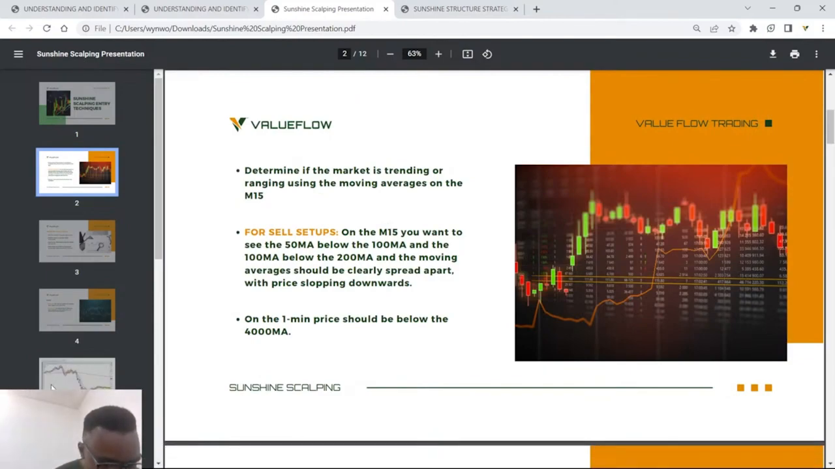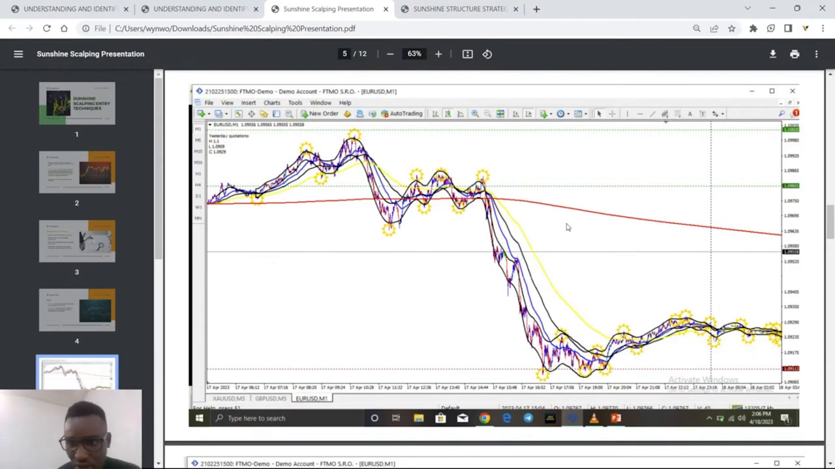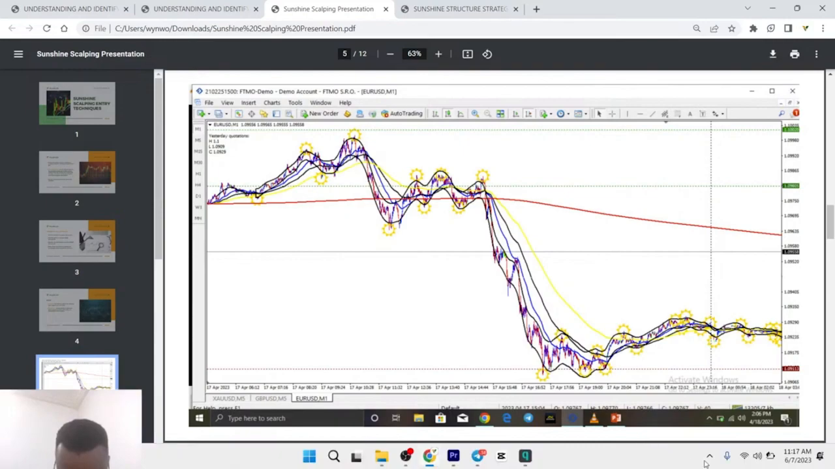That is why I use this. This is the 400 moving average. When price is below the 400 moving average on the 1 minute, it's a downtrend. When price is below the 50, the 100, and the 200 on the 15 minutes, it's a downtrend.